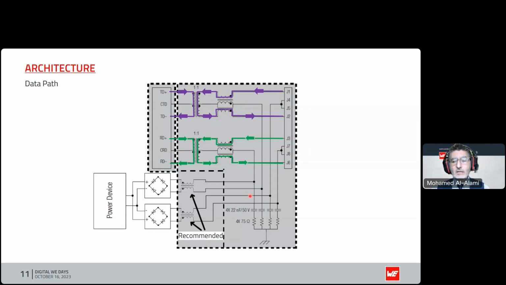Nothing to see here. Down at the bottom here, we have got the power side of things, but I'm not going to talk about that at this point in time. That's on the next slide.